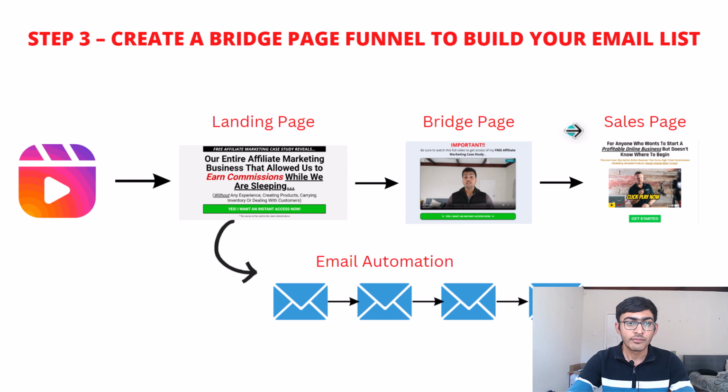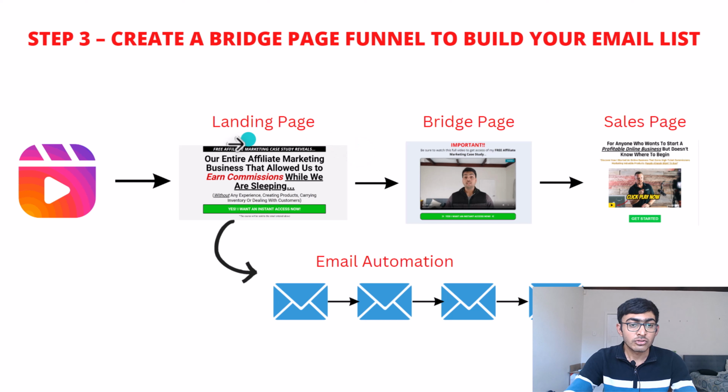So now in step 3, I will show you how you can create a bridge page funnel to build your email list. As I showed you before, right now I'm driving traffic by creating Instagram reels for free. So in all of my Instagram reels, at the end, I give people a call to action that if you want to get my free affiliate marketing case study, then check the link in my bio. Once someone clicks the link in my bio, they go to this page. This is the first page of my funnel, which is called the landing page. And the main purpose of this page is to capture people's email addresses. So here I write: free affiliate marketing case study reveals our entire affiliate marketing business that allowed us to earn commissions while we are sleeping without any experience creating products, carrying inventory or dealing with customers.